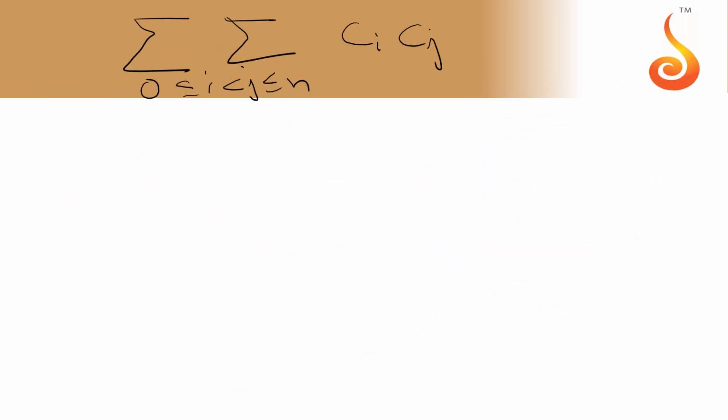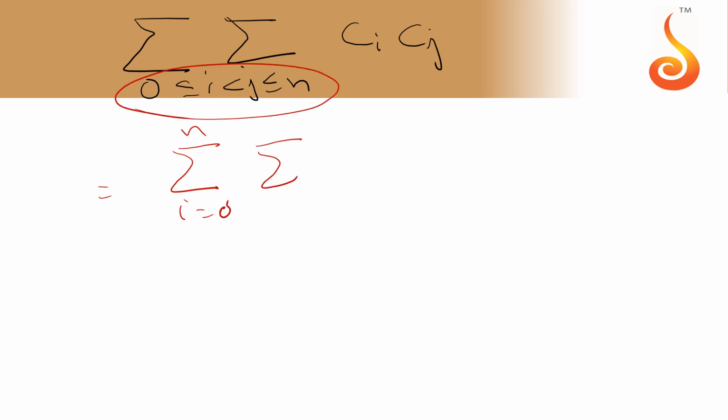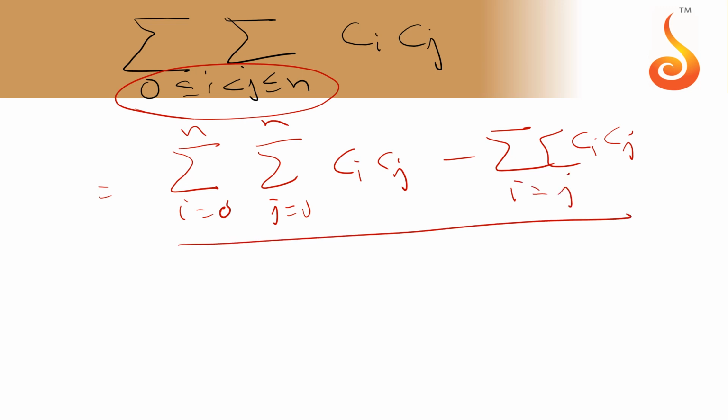Now suppose if I want to calculate this one, means the same thing I want to apply for binomial. So what should this be equal to? Because this says that i and j are dependent. So sigma i equal to 0 to n, j equal to 0 to n, ci cj, this is the whole sum, minus double sigma ci cj where i equal to j, whole by 2. This will give you the required sum.